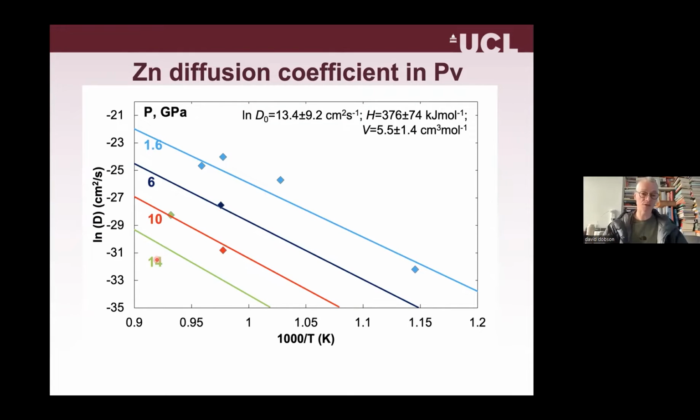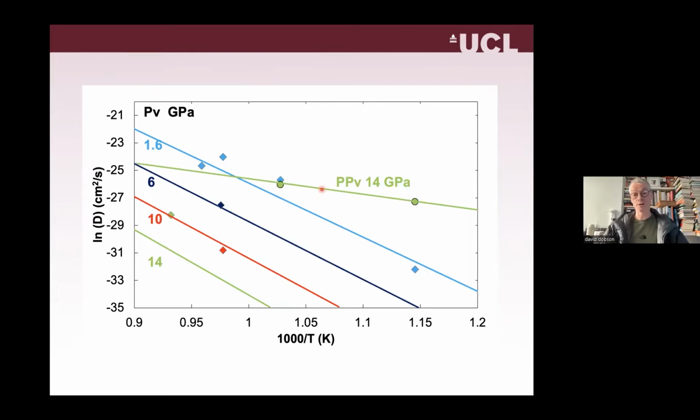And if we pre-synthesize post-perovskite rather than perovskite and do diffusion couple experiments at 14 gigapascals, what we get is something up here. So significantly higher chemical diffusivities in the post-perovskite. Okay.